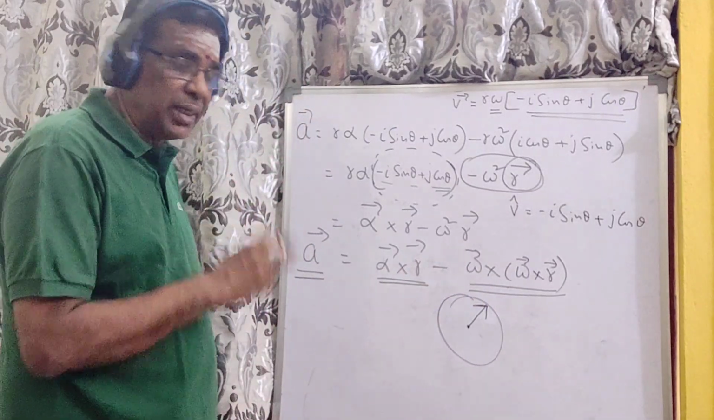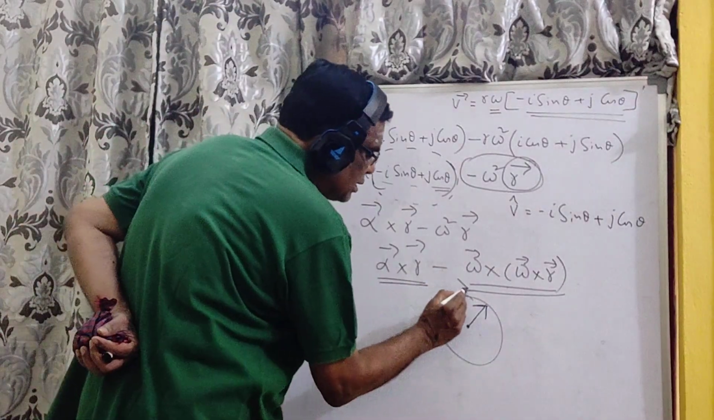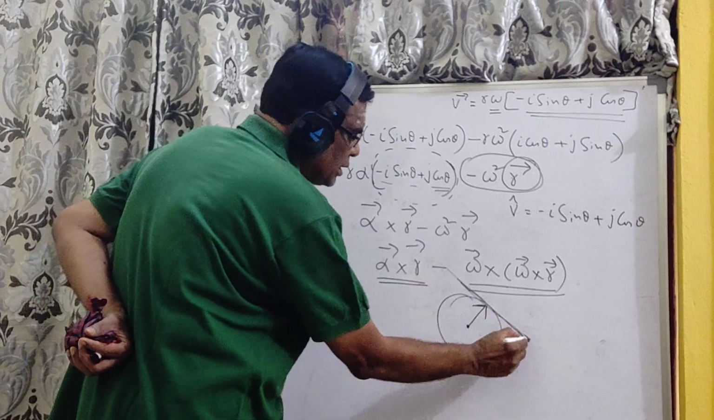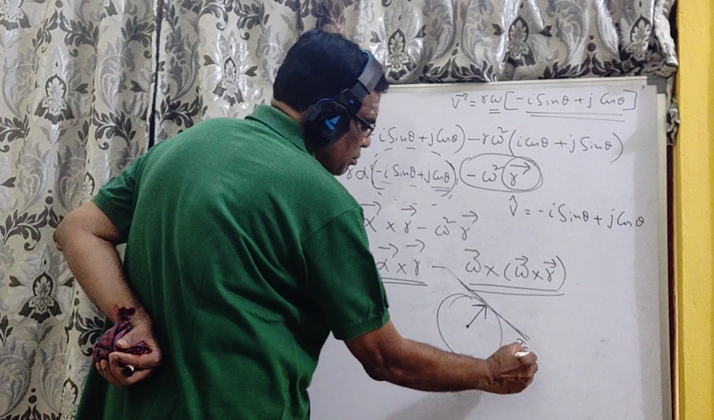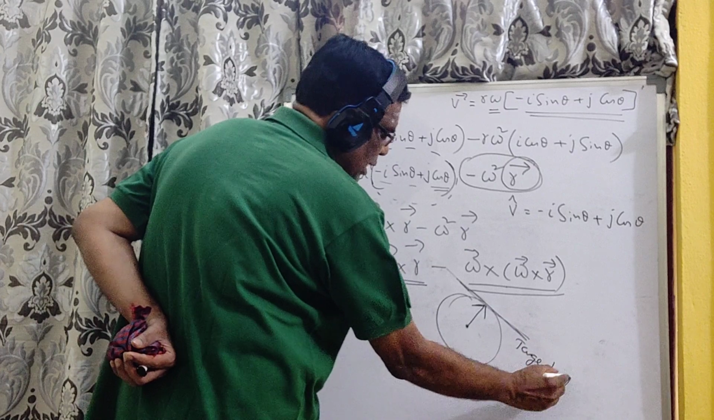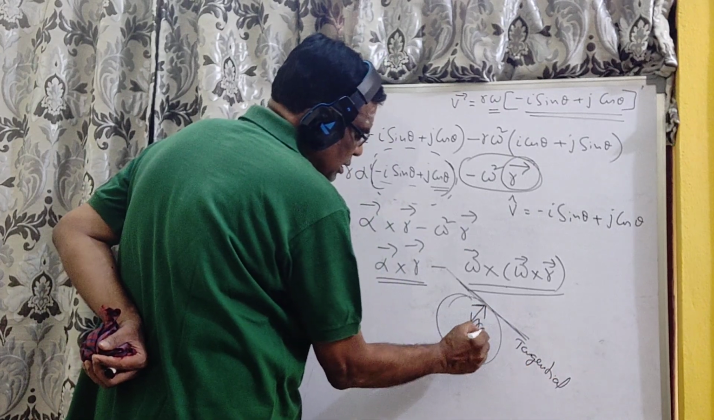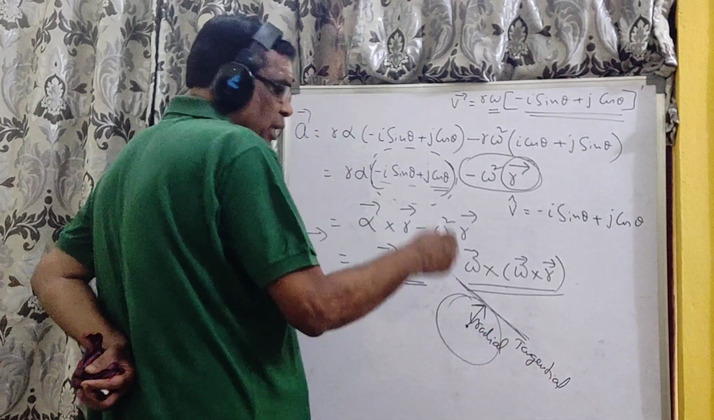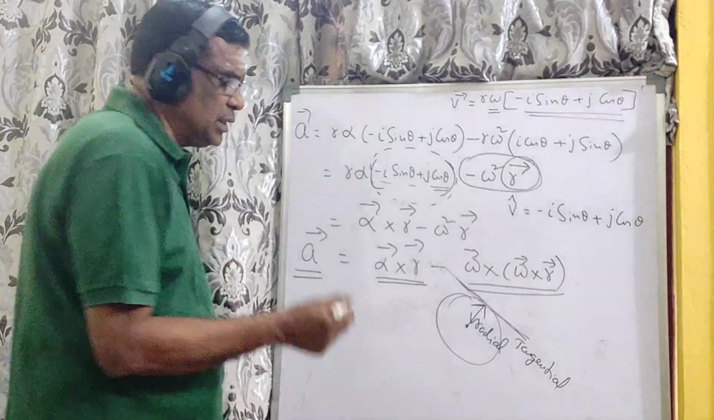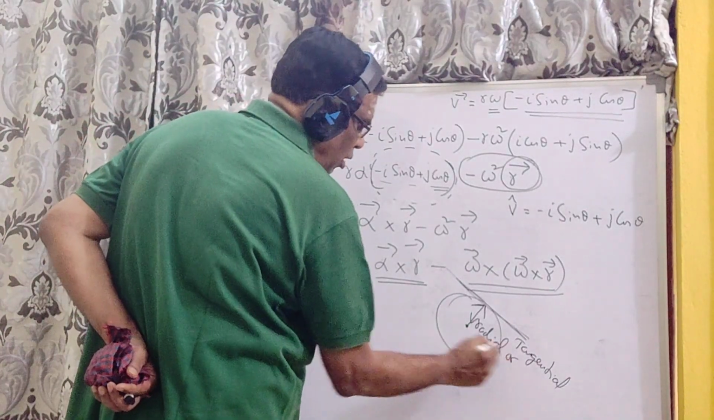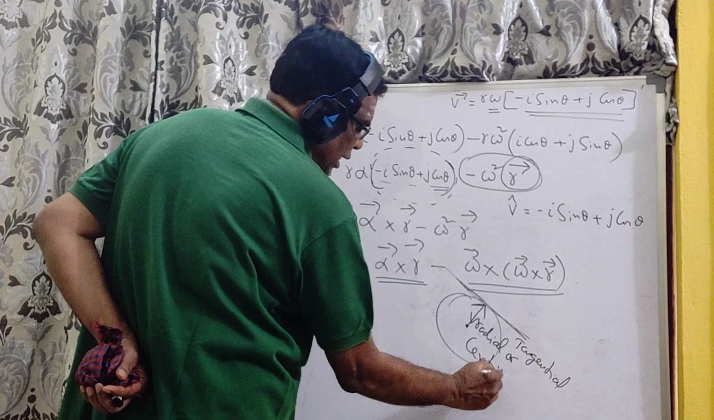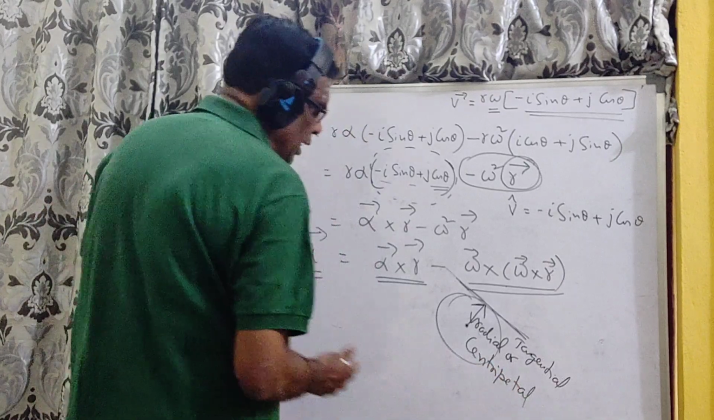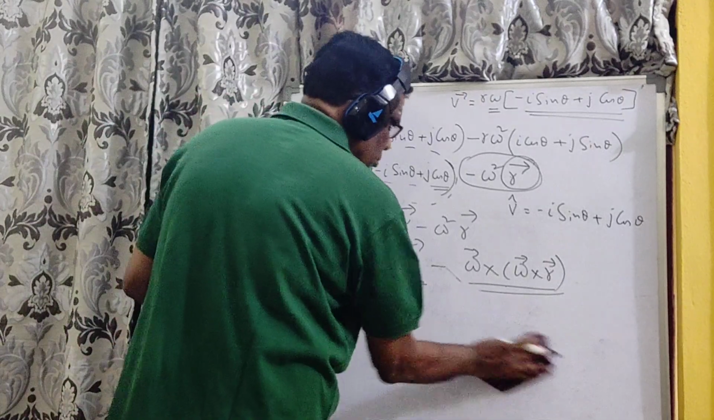Two things you are getting. One is tangential and the other is radial. But how to say it is towards the center? That is called centripetal. I'll write it again here.